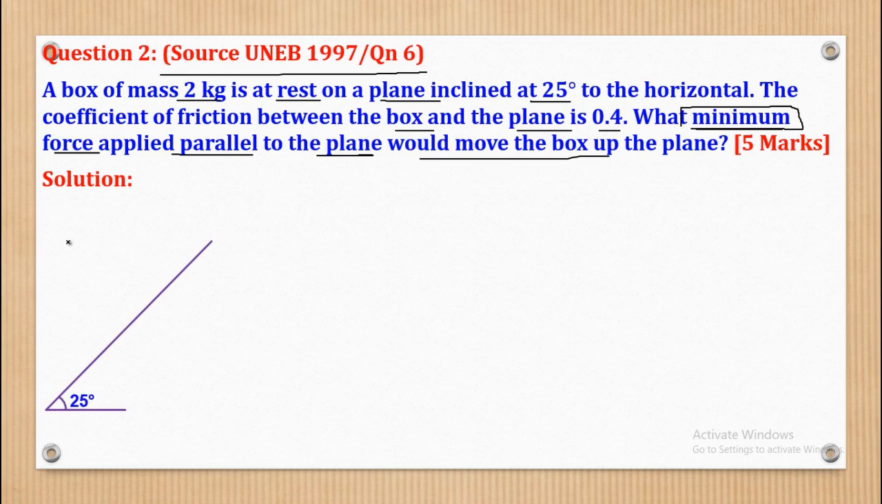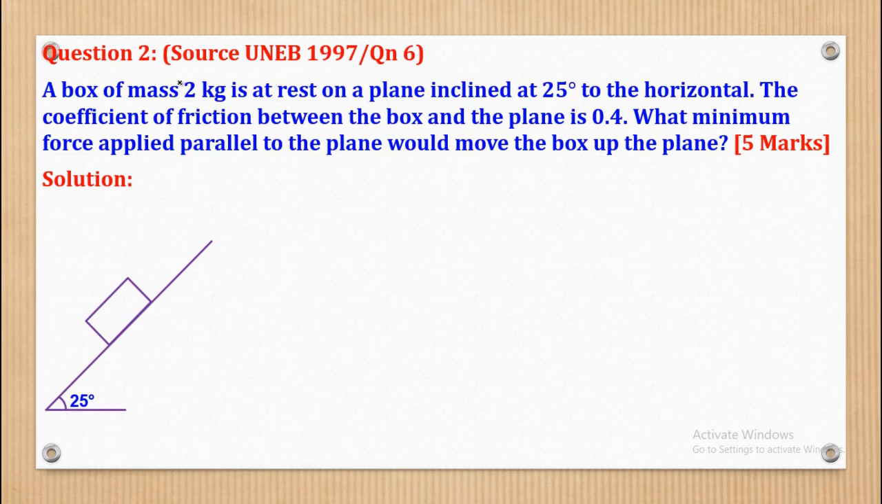So the first thing to do is to place our particle on an inclined plane, inclined at an angle of 25 degrees. The mass is 2 kilograms, therefore the weight will be 2g acting vertically downwards. The component of that weight parallel to the plane will be 2g sin 25 degrees, and the component perpendicular to the plane will be 2g cos 25 degrees. Then we also put the normal reaction, capital R.